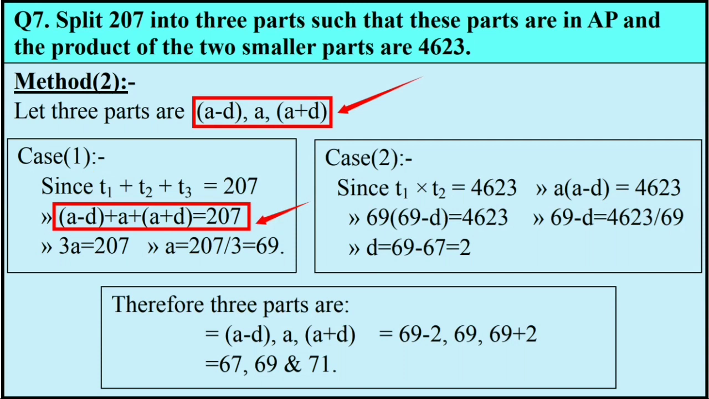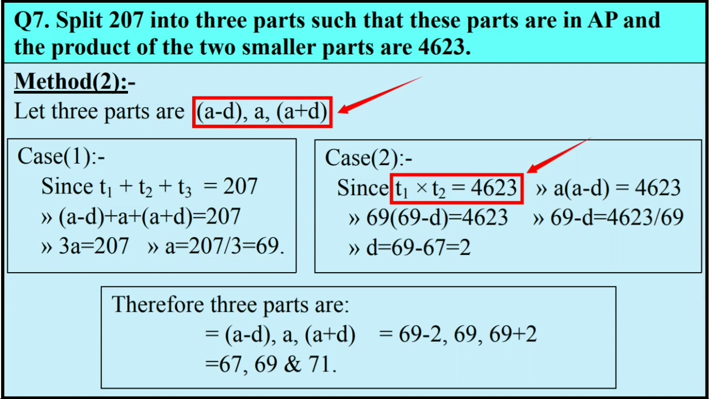Observe the next line, where T1 is replaced with A minus D, T2 with A and T3 with A plus D, and we simplify the equation. The advantage here is that D gets cancelled and the equation directly gets converted into one variable, that is A, and the value of A comes to 69.